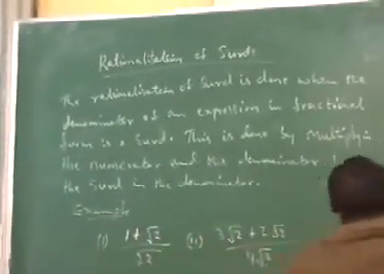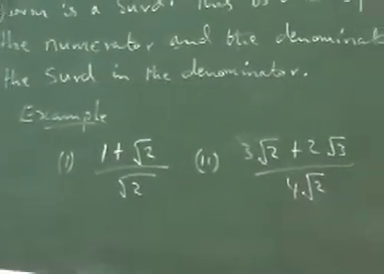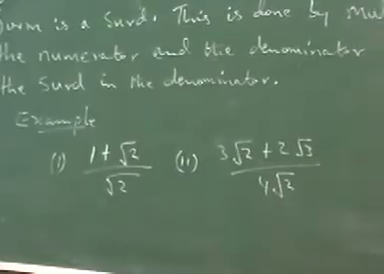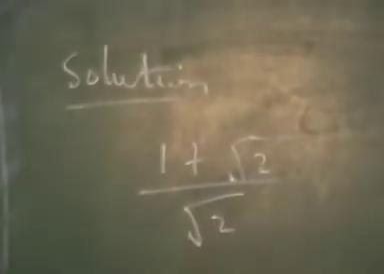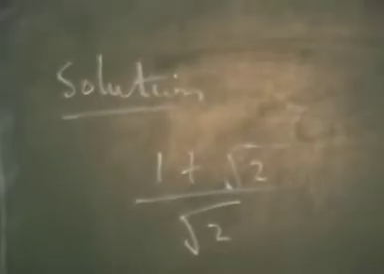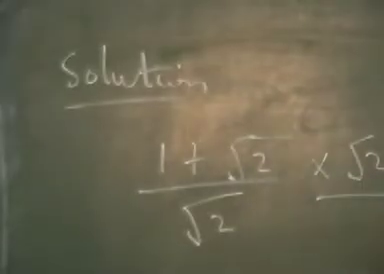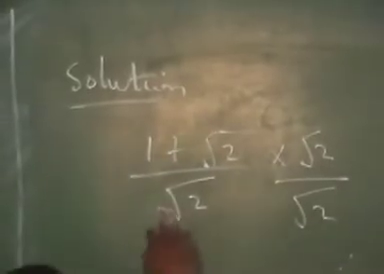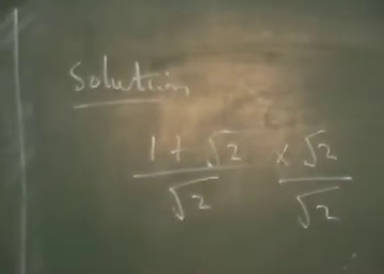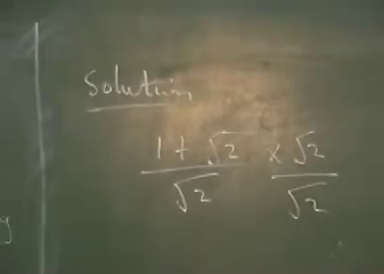Now look at this. We have examples here, 1 and 2. Now solution. I have 1 plus root 2 all over root 2. So what I will do to rationalize this surd, I will multiply up by root 2 and also multiply down by root 2. If I have expression in this form, I cannot leave it like this. I have to multiply up and down by this root in the denominator.